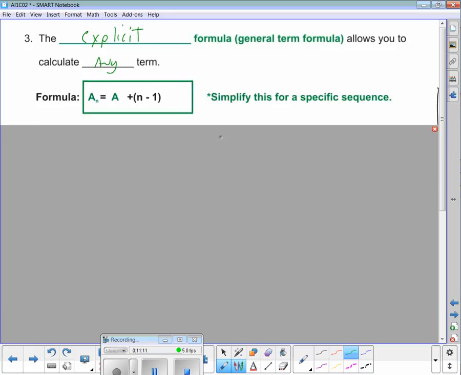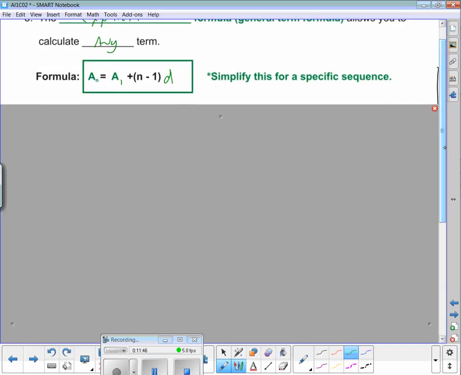So here's how it goes. A sub n equals A sub 1, the first term, plus the quantity n minus 1 times d. So there is one condition. You do have to know the first term. But sometimes the explicit formula has the first term already taken into consideration. And I'll show you that in a minute. It's already there provided. And you'll see that there's really two ways to show the explicit formula. Okay, so simplify this for a specific sequence. And then you don't even have to worry about A sub 1, and I'll show you that in a minute.